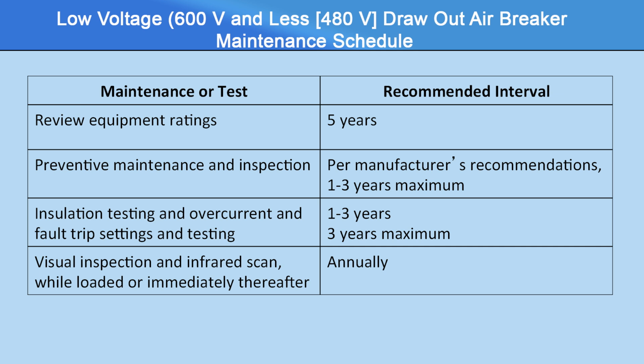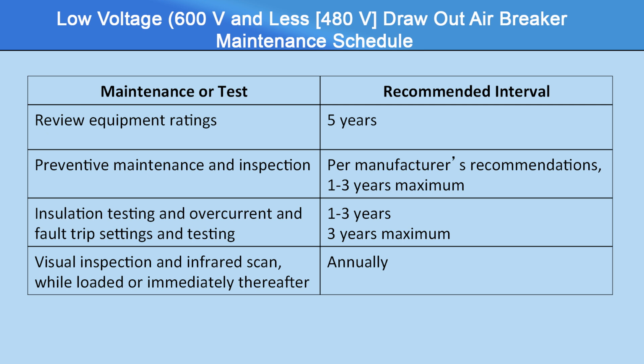Now let us discuss the low voltage, that is 600 volt and 400 volt and below, circuit breakers' draw out air breaker maintenance schedule. The first one is review equipment ratings. This is performed every 5 years. Next is preventive maintenance and inspection. It is done as per the manufacturer's recommendations or after 1 to 3 years approximately.